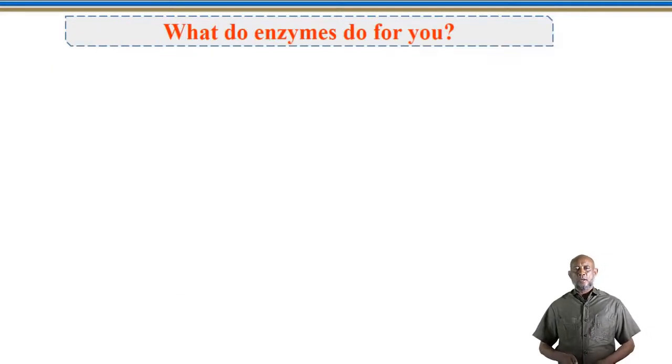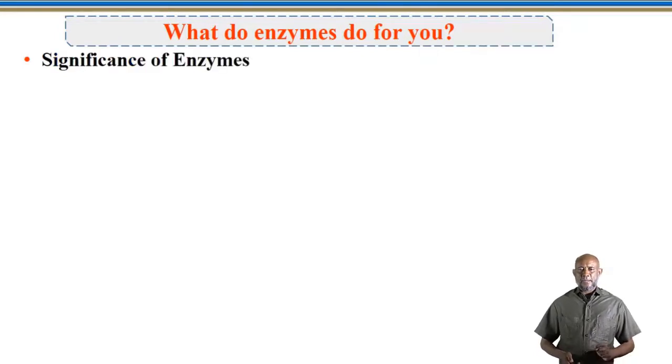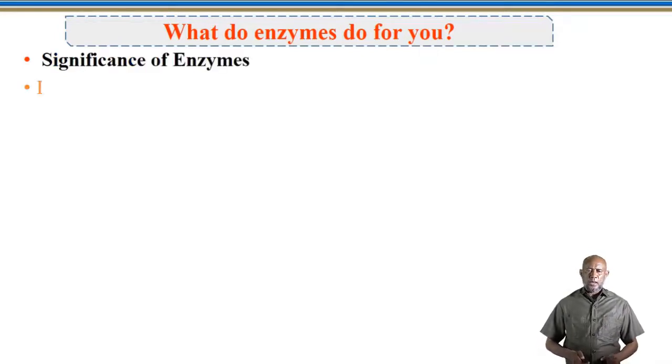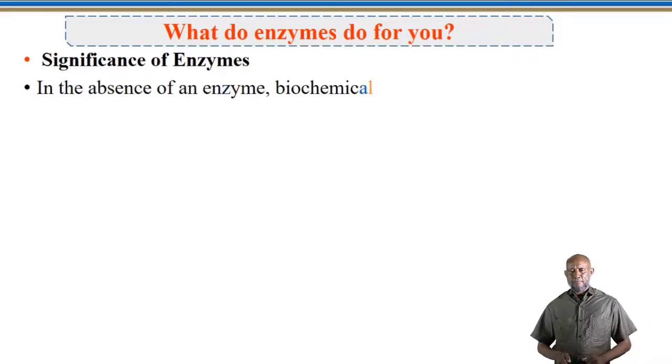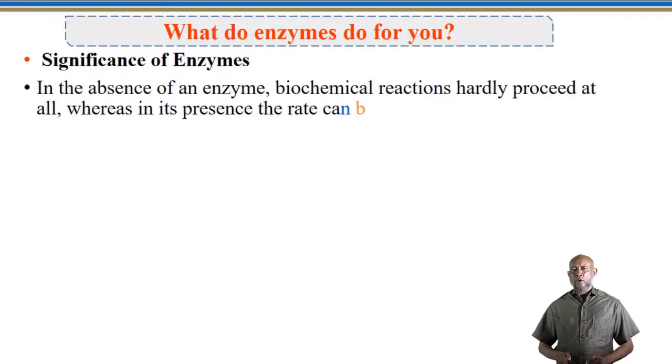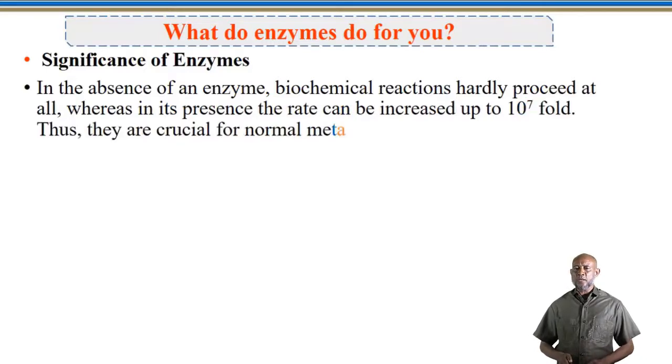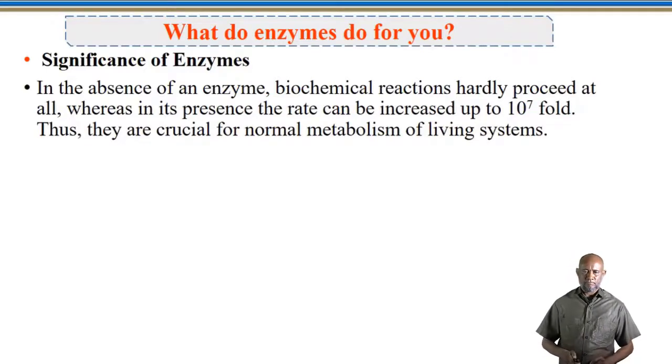Now let's look again at their significance. In the absence of an enzyme, a biochemical reaction hardly proceeds at all. Whereas in its presence, the rate can be increased up to 10 to the power of 7-fold. Thus, they are crucial for normal metabolism of living systems.